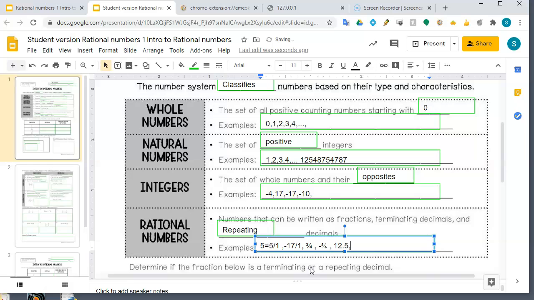12.5. This one terminates. By terminates, I mean it stops. Another one we would write is like 3.545454545454. And normally we're going to write one of two things. We're either going to put a line over the repeating part, or we're going to put those dots at the end to tell us that it's repeating. All right? So let's talk about our different types of numbers again.